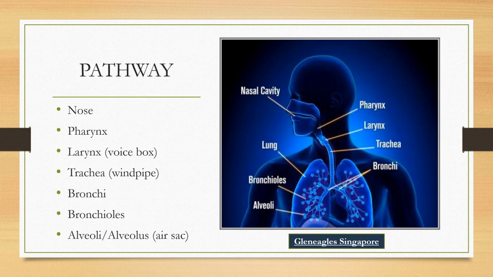Now we will ask ourselves where the alveoli or the air sacs are found. So the pathway of oxygen is from the environment, then to the nose or the nasal cavity. It goes into the pharynx, then to the larynx, then the windpipe or the trachea, going to the bronchi, to the bronchioles, and now it reaches the alveoli, which is also called the air sacs, and it is enveloped with blood capillaries.